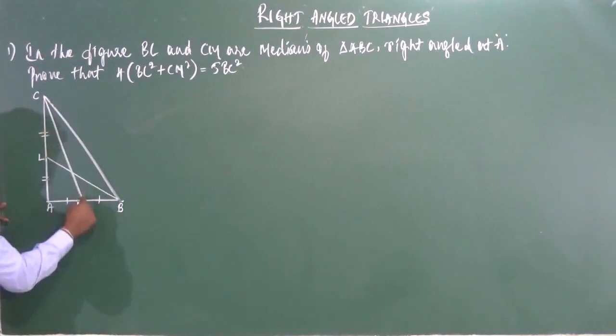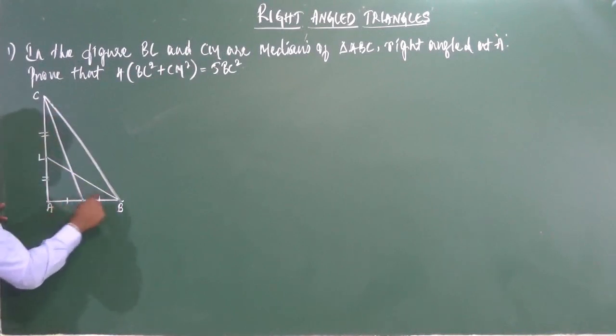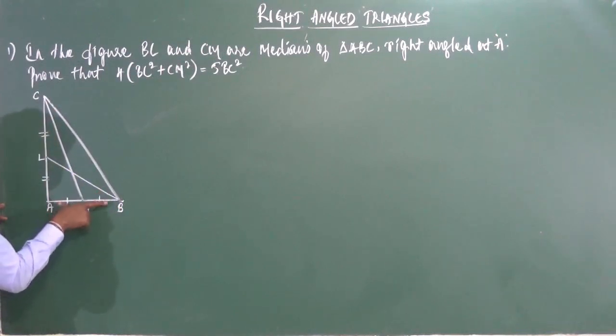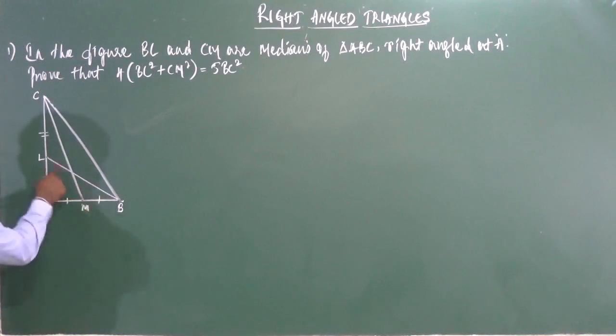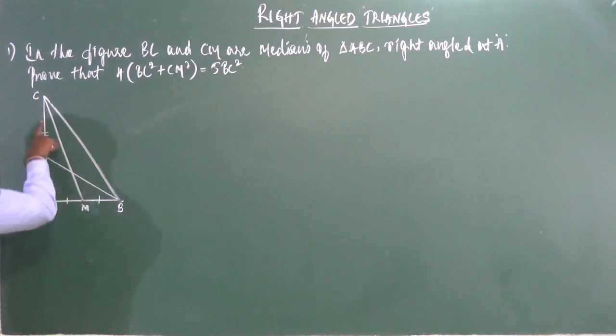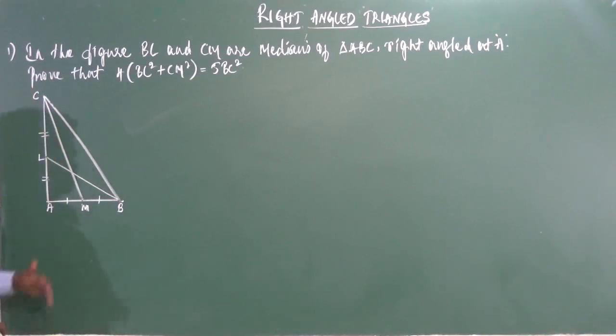So here CM is the median. So therefore it starts from the vertex C and ends on the side AB. So therefore it divides the side AB into 2 equal parts. So here AM is equal to BM, and again BL is another median which is drawn to the base AC. So here BL median divides the base AC into 2 equal parts, that is AL is equal to CL, that is the median, that's the property of the median.